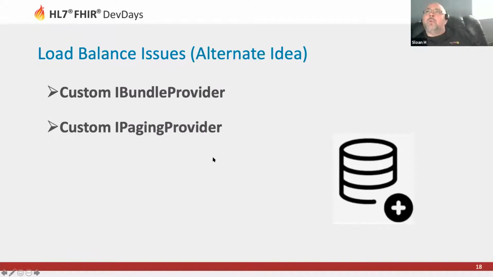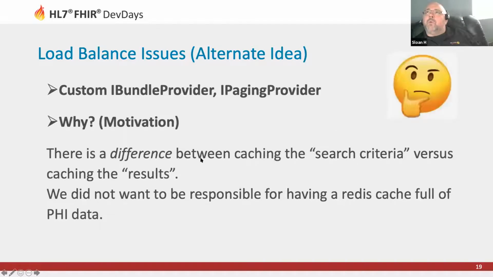Okay, so what did we come up with? We did load balance, and this is the alternate idea. Fortunately, everything's written to an interface, so you can write your own. So we wrote a custom IBundleProvider and a custom IPagingProvider. These are HAPI objects. They are documented. And so what was our motivation? And here I've got the little thinking icon.